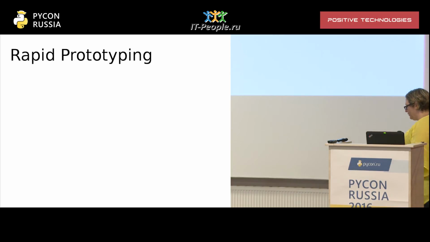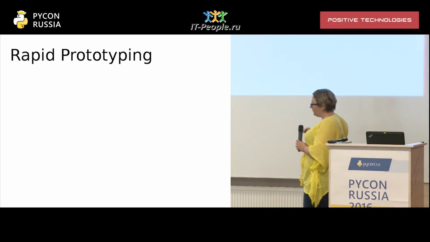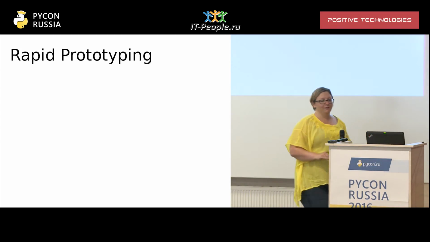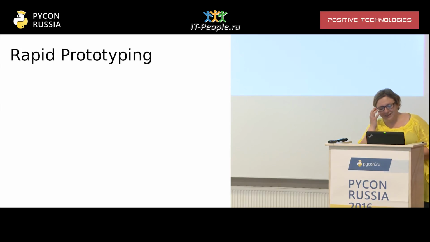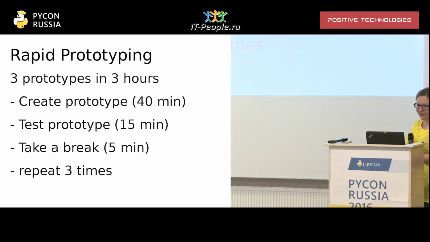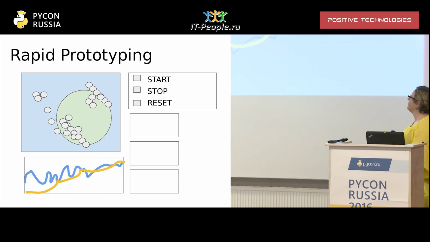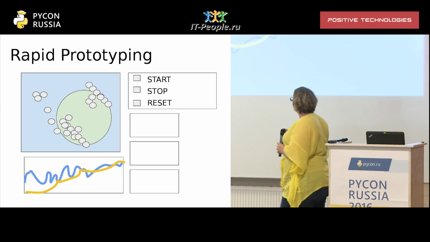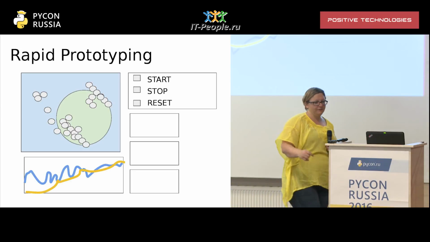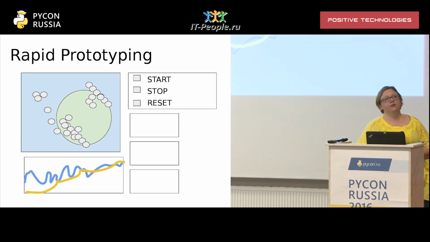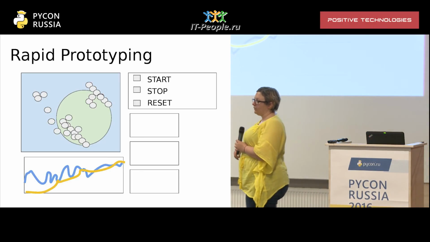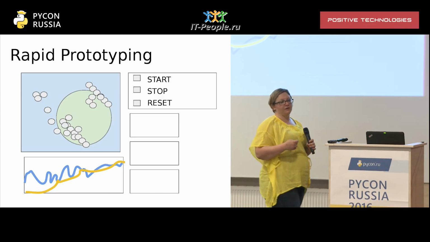So then from this, you can do an exercise called rapid prototyping. If you want to do this all in one day, you could do this in one day. It's going to be a long day. But this exercise is basically 3 prototypes in 3 hours. Create a prototype in 40 minutes, test a prototype in 15, take a break, repeat 3 times. So on the front end, a prototype might look like this. Draw boxes and some lines and some buttons. And then testing would mean taking it to a user and saying, okay, how does this work for you? How do you interact with this? What is this doing? What is this not doing for you?